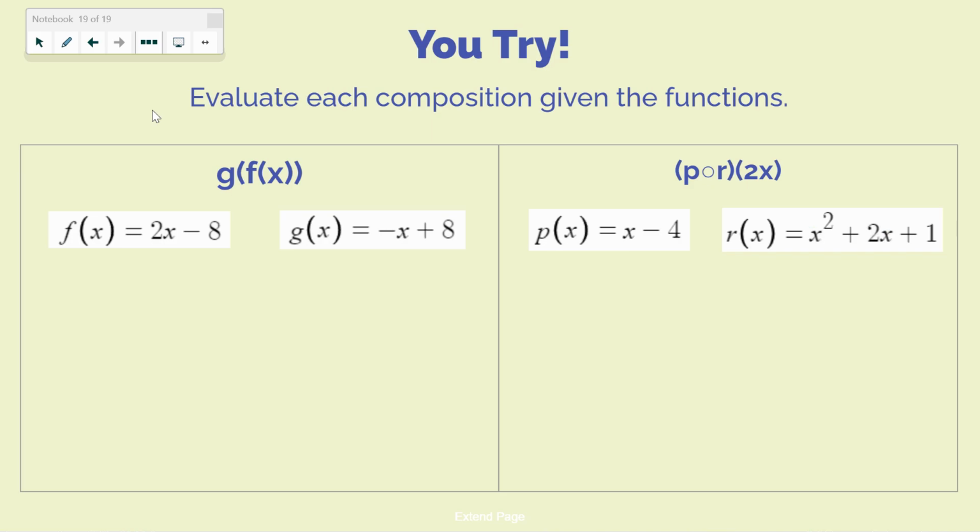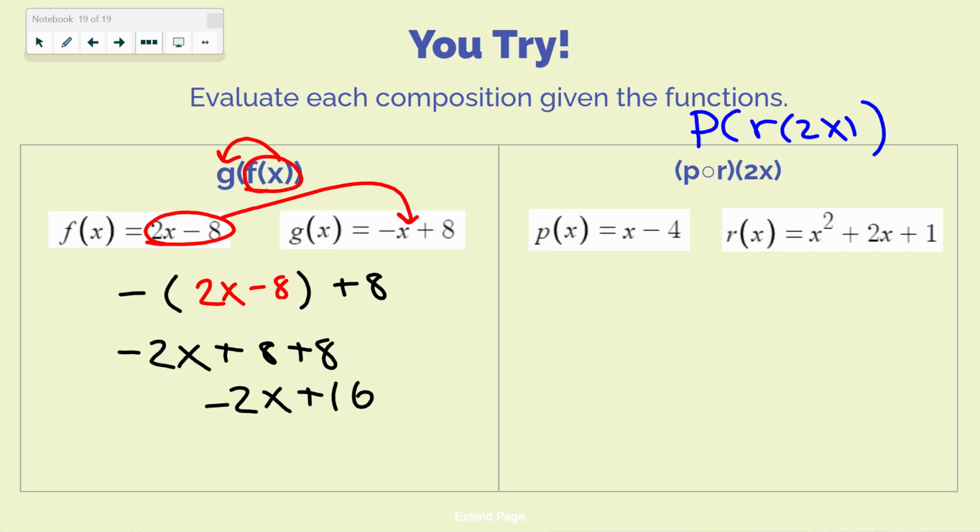All right, you guys try the next two. So notice F, G, P, and R are still the same, so you don't need to keep jotting them down. But notice your questions that are being asked are different. This is G of F of X. Not the same thing as F of G of X. Is it the same number? It's the same functions, I just said that.